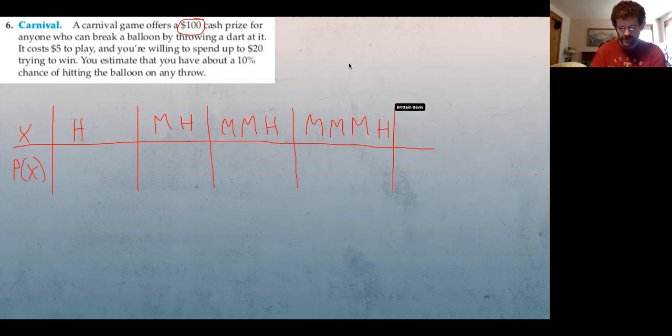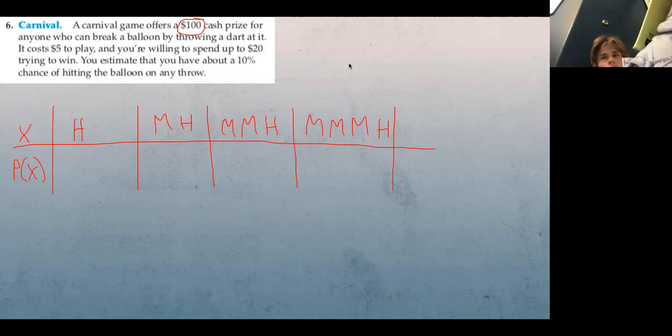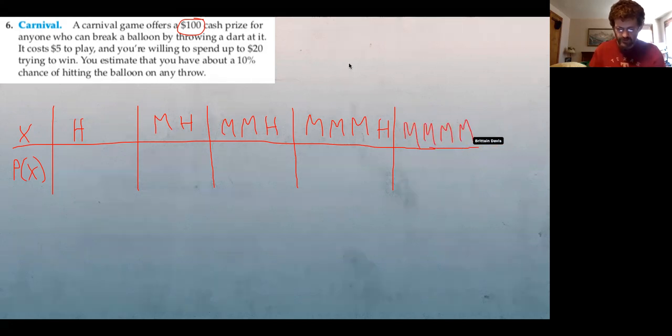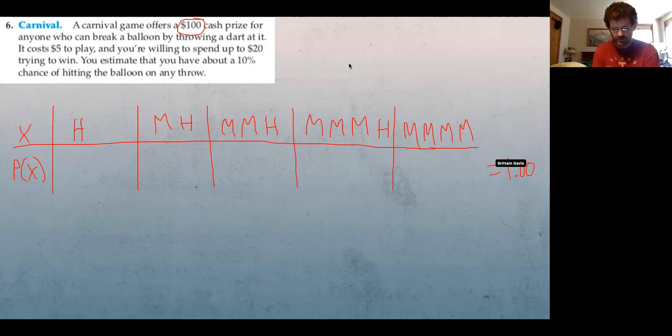Of course, what also might happen? You miss all of them. You miss all 4 times and you don't get to impress your date. All right. So we'll worry about the money again at the end. But here are the possible outcomes. And we know that this has to equal 100% of all the probabilities.